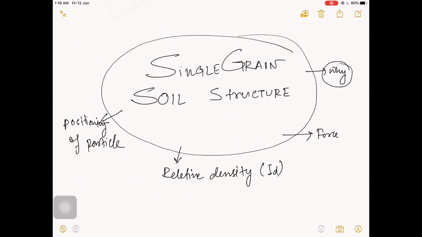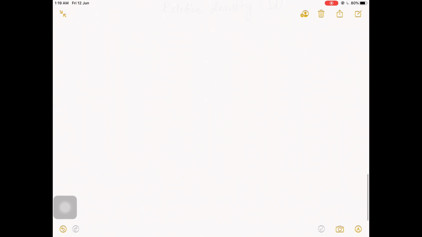Before starting the single grain soil structure, I talked about various types of force and various types of bond. In case you have not watched it, there will be an I button, please click and watch it. First we are talking about why this is known as a single grain soil structure. But before that, let me tell you something.